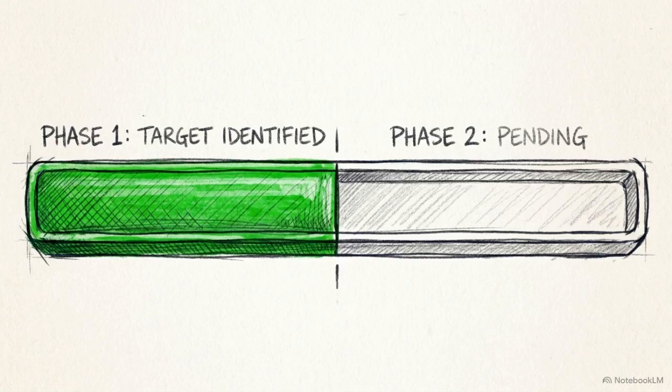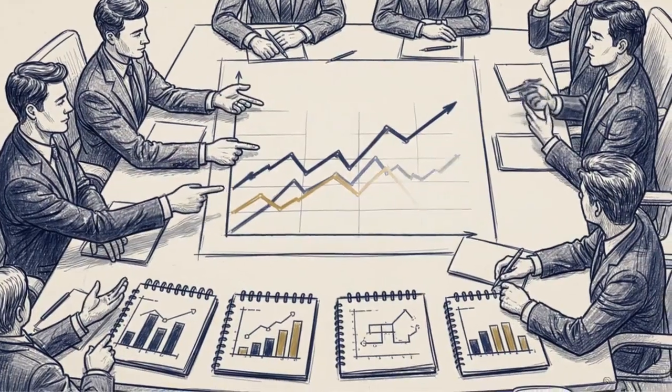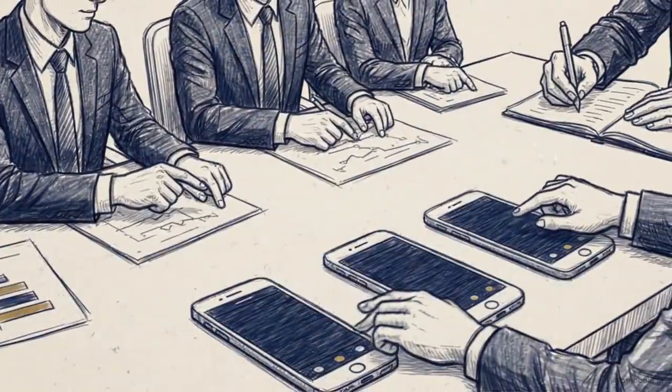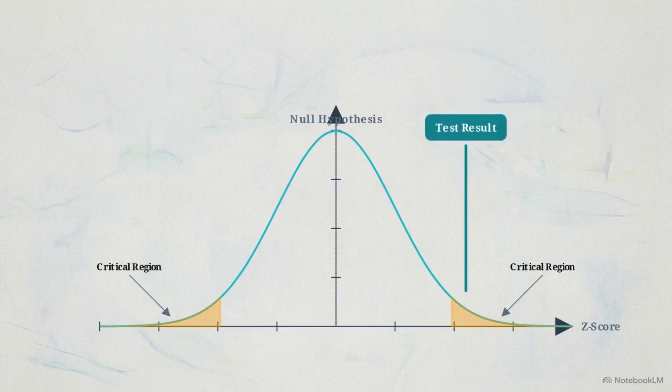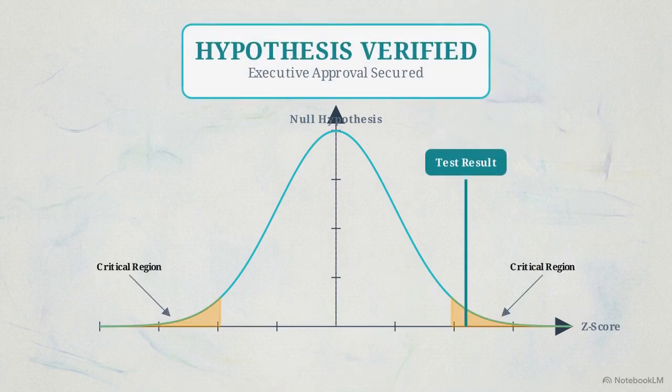But identifying the target market is only half the process. In Phase 2, we have to prove mathematically that our proposed card features will actually succeed in a real-world trial run. Finding the audience sets the direction. Executing rigorous hypothesis testing provides the undeniable proof we need to secure executive approval for the launch.